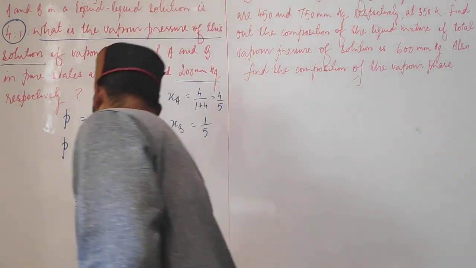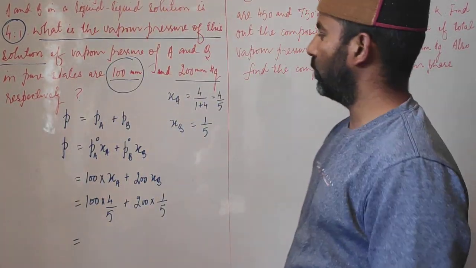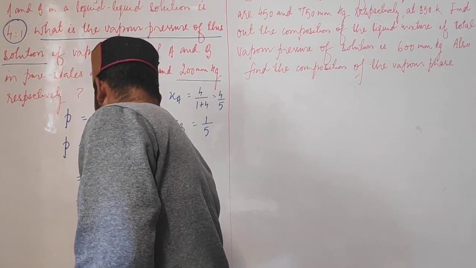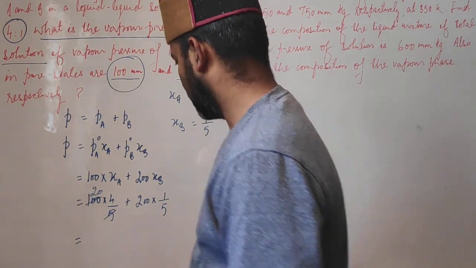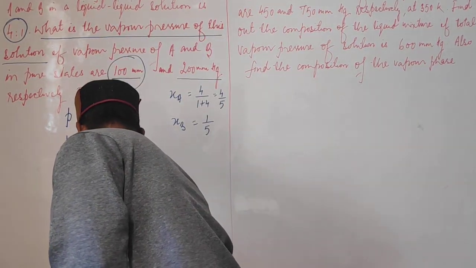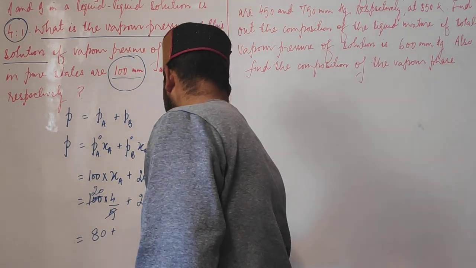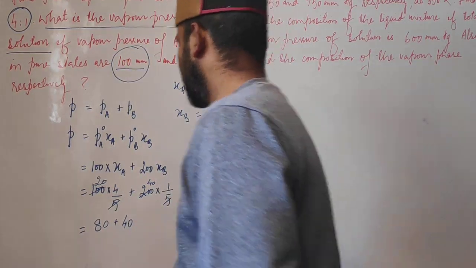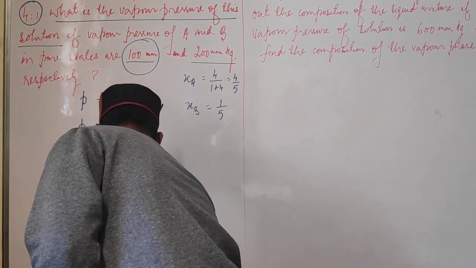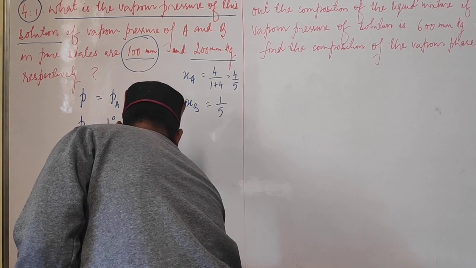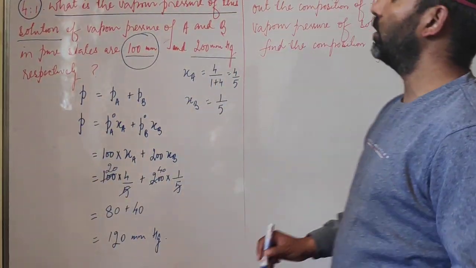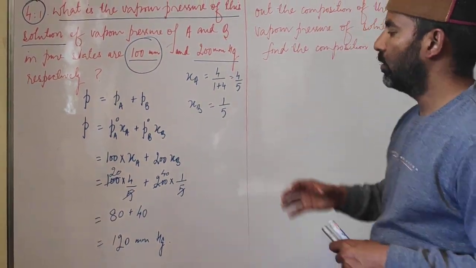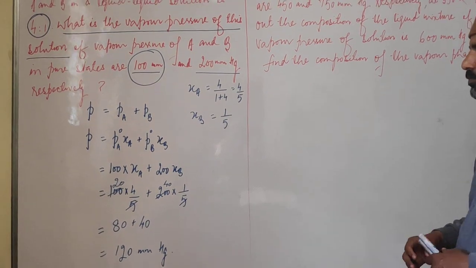So students, the total pressure of the solution therefore will be 100 into 4 by 5, which is 20 into 4, 80, plus 40. So students, the vapor pressure of the solution is 120 millimeters of mercury. So this is how we find the vapor pressure of a solution using Raoult's law.